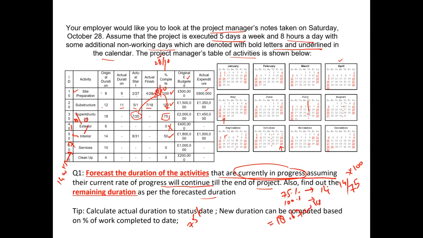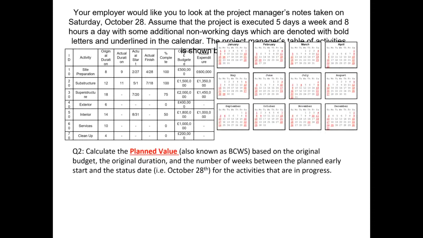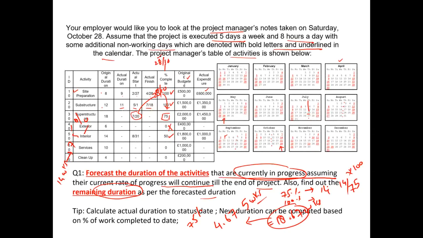So our manager is asking us to find out the remaining duration as per the forecasted duration. So of these 18.67 weeks, 14 weeks have already elapsed, so our guess will be that this activity will take 4.67, or we can round it, so an additional 5 weeks will be required to complete this activity, right?